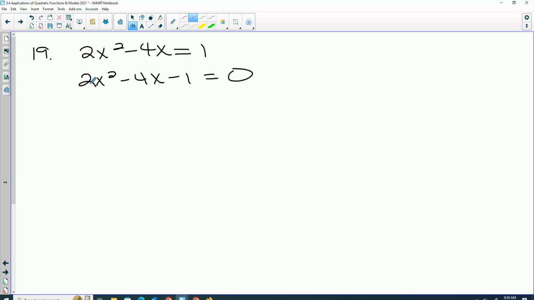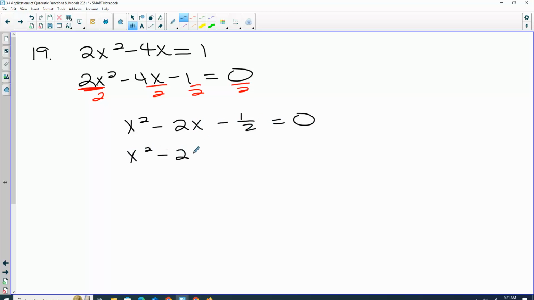First step with completing the square, it has to be a 1x squared. So we have to go through and divide everything by 2. So that gives me x squared minus 2x minus 1 half. We need the x's isolated, so we add over the 1 half.